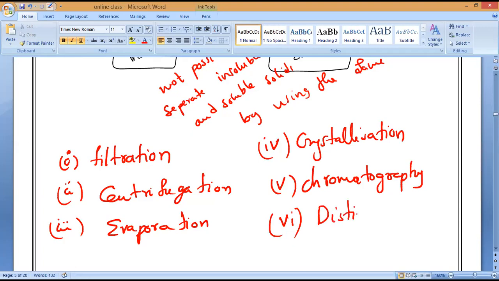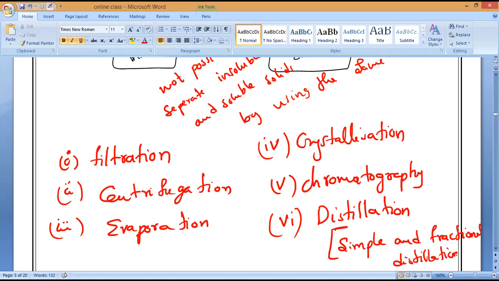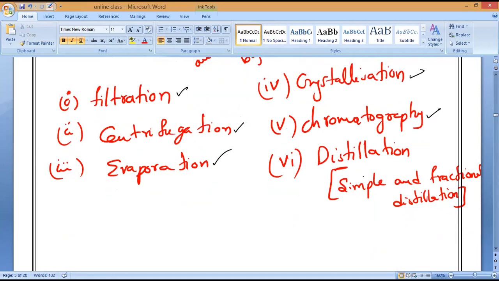Distillation again has 2 types: one is simple distillation, and the other is called fractional distillation. Now for our PT2, what do we have? Filtration we have, centrifugation we have, and chromatography we have. Evaporation and crystallization we can also learn. The only thing which is not there for us is distillation, so that we will study later.